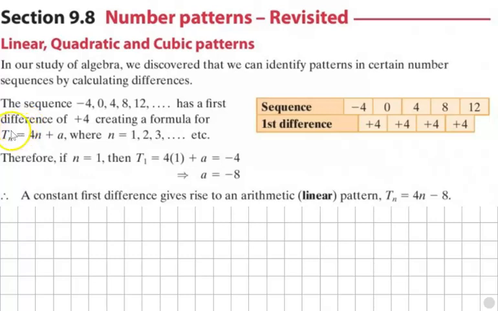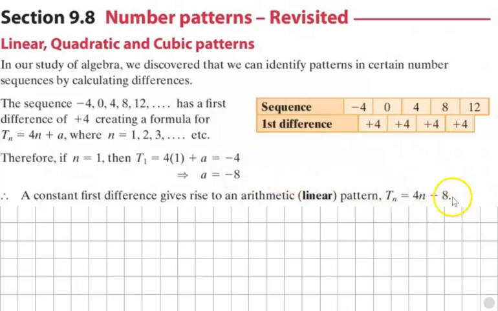So it creates the formula Tn equals 4n plus a, where n is equal to 1, 2, 3, etc. Therefore, if n is equal to 1, then term 1 is going to be 4 multiplied by 1 plus a, which is equal to -4, because we know the first term here is -4. So we're going to have 4 plus a equals -4, and solving for a, we'll have a is equal to -8.